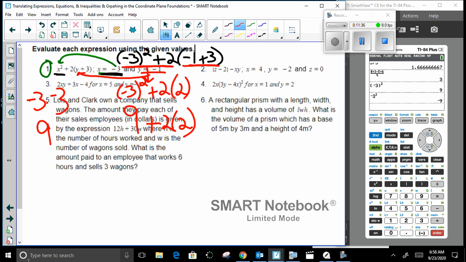Does addition or multiplication come next? Very good, multiplication. And now I can do my addition. Okay? That is your work. You know how to show your work.